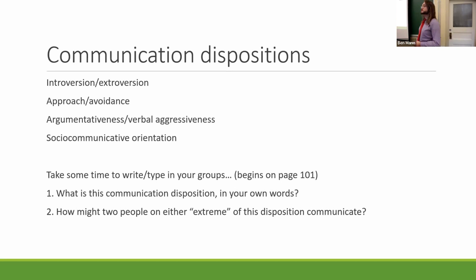Okay. So we'll do 1, 2, 3, and 4 on introversion and extroversion. We'll do 1, 2, and 3 on approach and avoidance. We'll do 1, 2, 3, and 4 on argumentativeness and verbal aggressiveness. We'll do 1, 2, 3, 4, and 5 on socio-communicative orientation. So if you don't have a device with you, I'd encourage you to have one person in your group who just pulls up the definition of that and uses that as a starting point for your discussion.